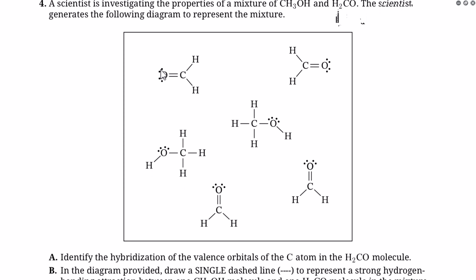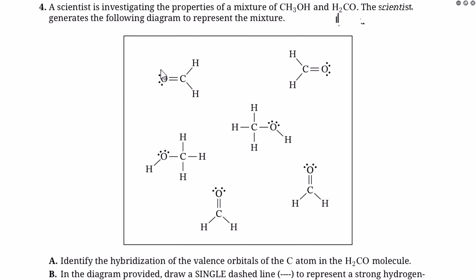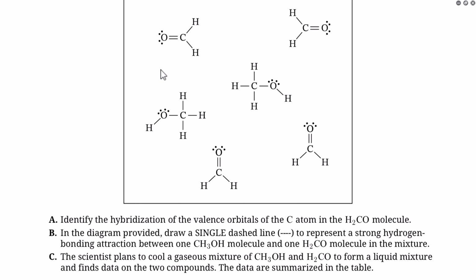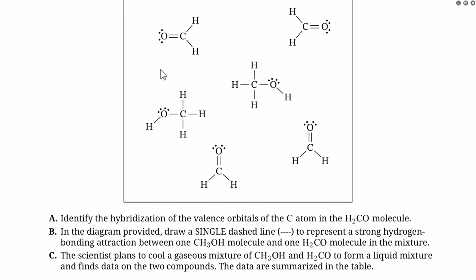All right, so a scientist is investigating properties of a mixture of, it looks like, methanol and H2CO. The scientist generates the following diagram to represent the mixture. First thing says to identify the hybridization of the valence orbitals of C in the H2CO molecule. So if we take a look here, the steric number for that is 3, meaning that we have 3 atoms and lone pairs attached to that central atom, and that corresponds directly with an sp2 hybridization.